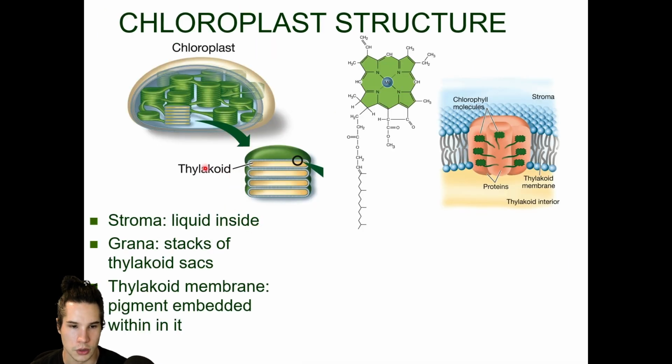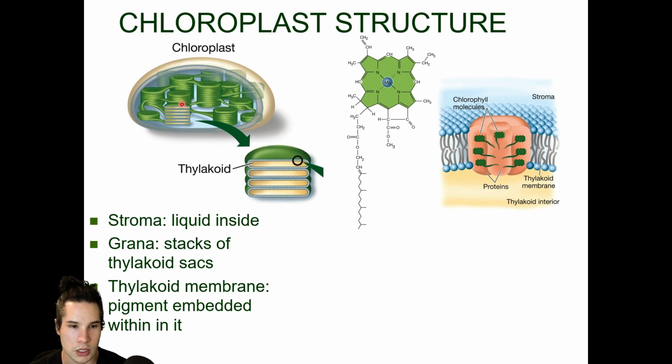So let's look at the chloroplast structure. Again, this is going to be much like the mitochondria. It's going to have two phospholipid bilayers. So you have one phospholipid bilayer, and you've got another phospholipid bilayer right outside of it.